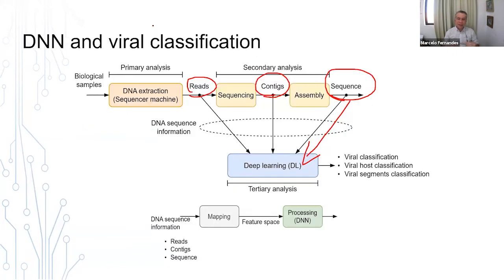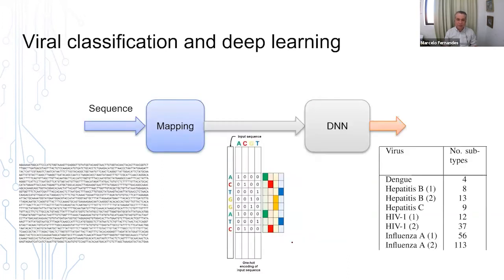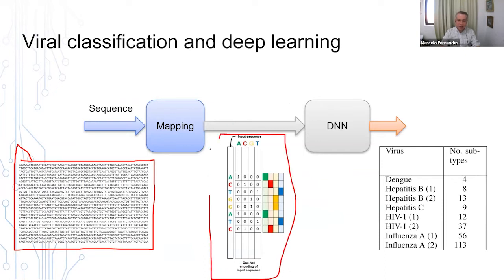In this alignment free approach, you have the mapping stage, and after that the processing stage, where we use deep learning, or a deep neural network. Let me show you an example. We have part of the DNA sequence from some virus, and in this case I make a simple mapping called one hot encoding. After that I use a deep neural network to classify the virus.